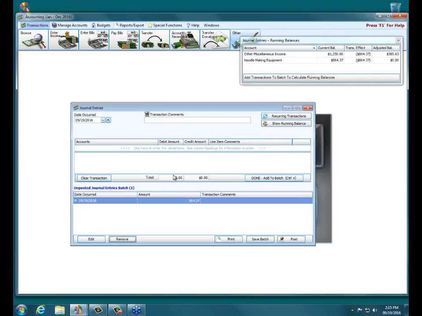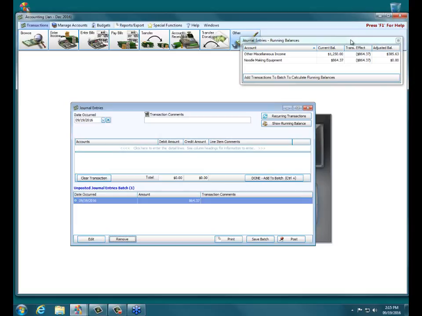But I strongly advise, definitely more than probably any other transaction type, that if you're posting journal entries, please use the running balance window. It really allows you to ensure that you're choosing the proper accounts and see the actual effect of the adjusted balance of the account and the transaction effect before you post it. Yes, you can correct it after you're done.